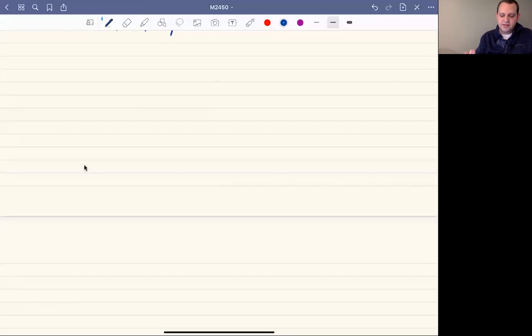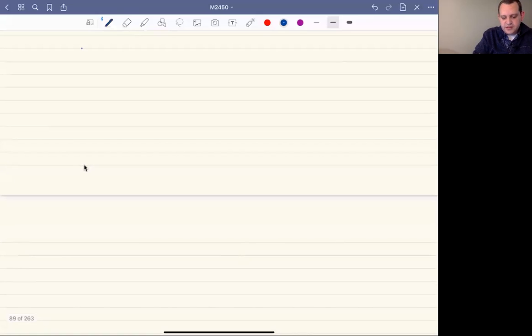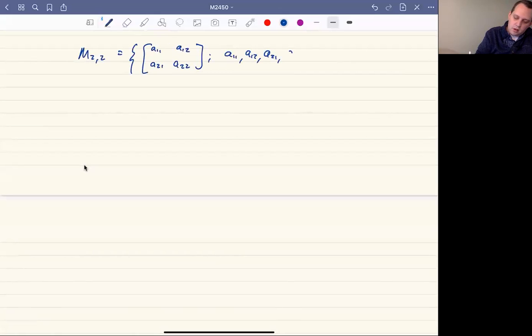We could also talk about the span of, let's look at the set of 2 by 2 matrices. So this is going to be the set of matrices of the form A, B, C, D, where A, B, C, and D, again, I shouldn't use A, B, C, and D, I know better, because I want those for linear combinations. A11, A12, A21, A22, where these values are arbitrary real numbers.